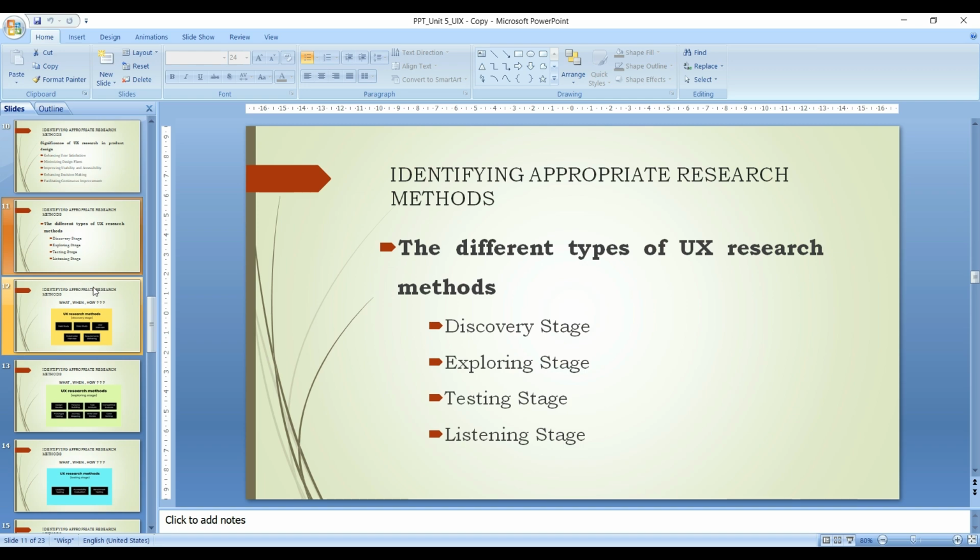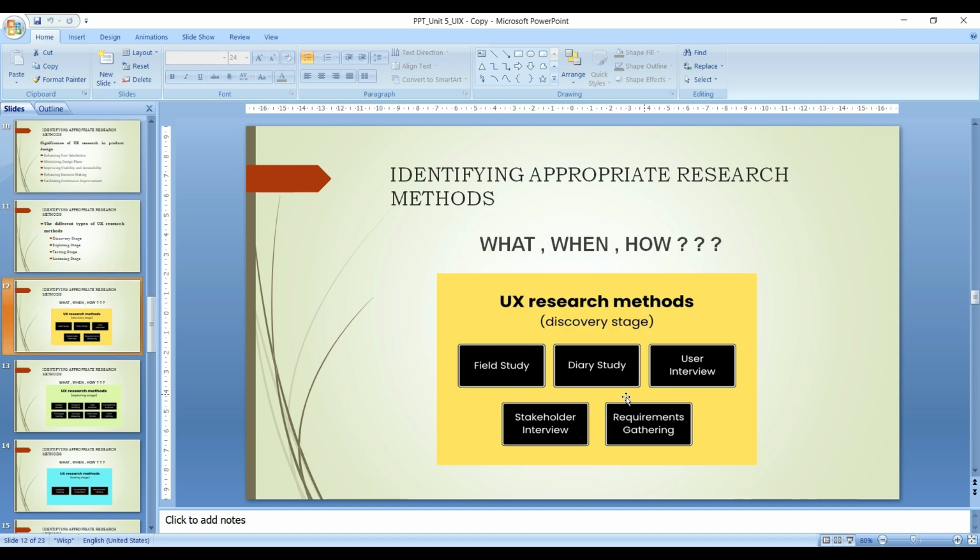I have given a few questions. What are all the research methods in the discovery stage? What are all the methods available? And in the exploring stage, what are all the methods available? All these things I have given here. All these methods are going to give the answers to the questions what, when, and how.